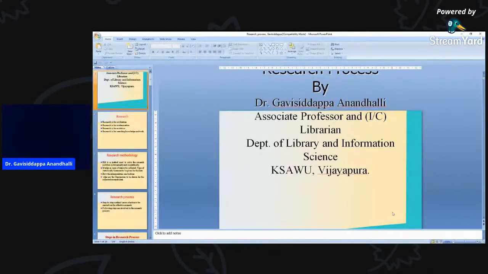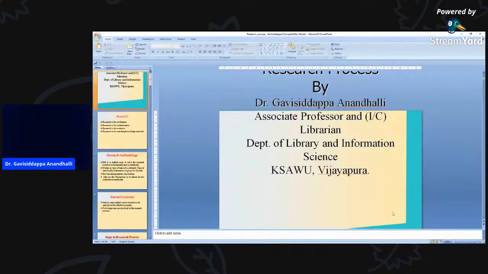The next one is formulation of hypothesis. It is also a very important step in research, based on the objectives of the research and on what variables are associated with your research work. It may be a dependent, an independent, or a moderate variable. Based on the core variables in the research topic, we can make the formulation of hypothesis.